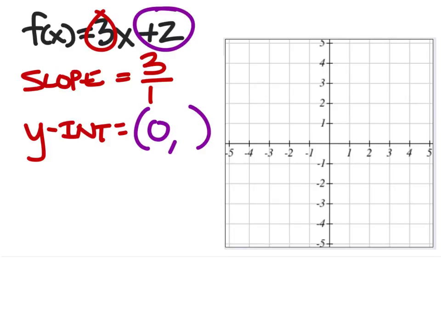The x is always going to be 0 for the y-intercept. That's a 2. So let's give ourselves that point. And we'll use the slope to find the next point. Up 3, and then to the right 1. Oh, so you need 2 points to make the line, because I went up to 5 and then 1 over.